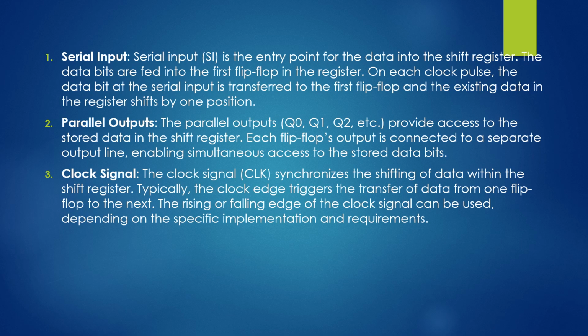Serial input is the entry point for the data into the shift register. The data bits are fed into the first flip-flop in the register. On each clock pulse, the data bit at the serial input is transferred to the first flip-flop and the existing data in the register shifts by one position. The parallel outputs, Q0, Q1, Q2, etc., provide access to the stored data in the shift register. The clock signal synchronizes the shifting of data within the shift register.